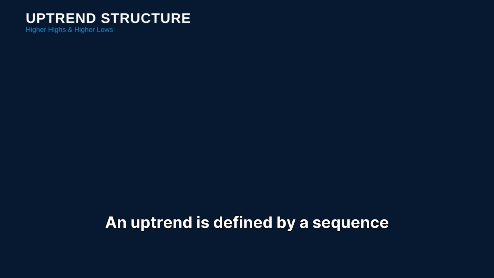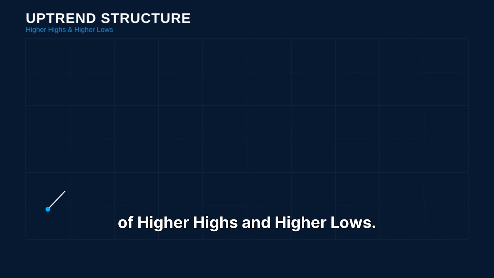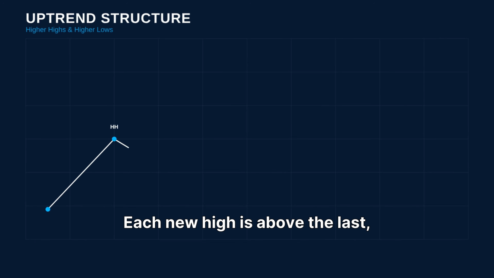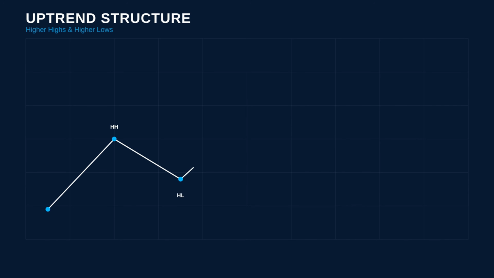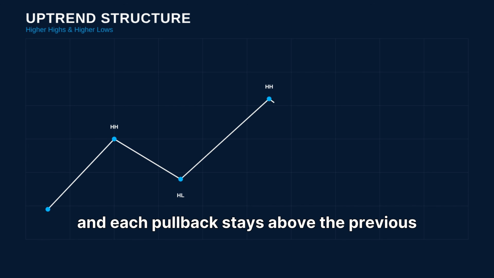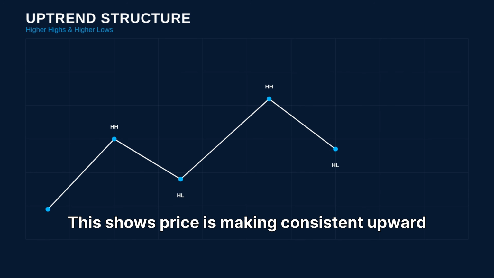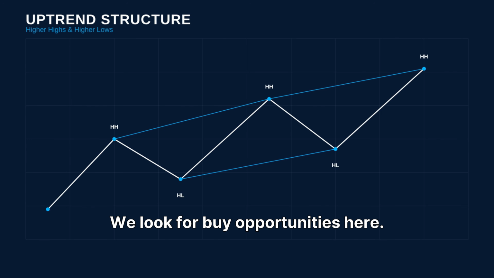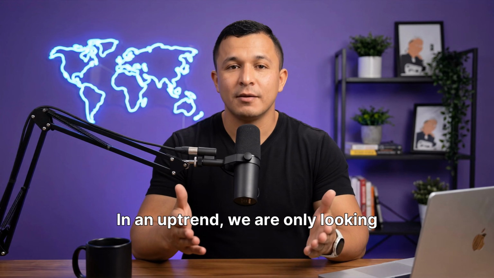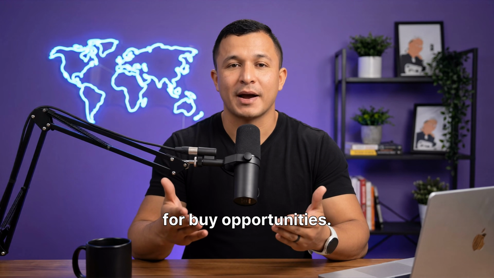An uptrend is defined by a sequence of higher highs and higher lows. Each new high is above the last, and each pullback stays above the previous floor. This shows price is making consistent upward progress. We look for buy opportunities here. In an uptrend, we are only looking for buy opportunities.